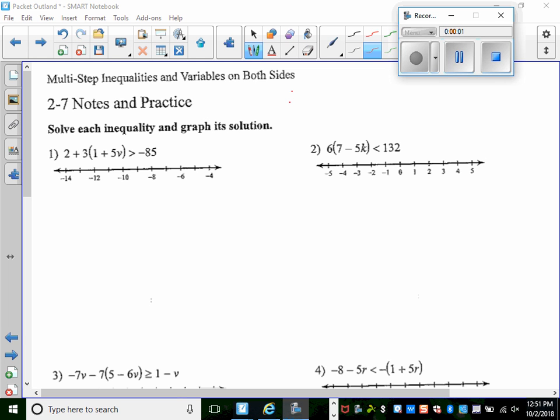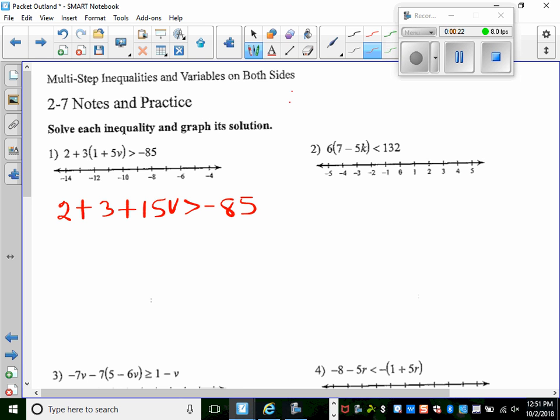On page 22, problem number 1. While you're working it out, I'm going to go ahead and work it out myself. So I'm going to bring down the 2 plus, and then I'll distribute the 3. So that's going to be 3 plus 15v is greater than negative 85.